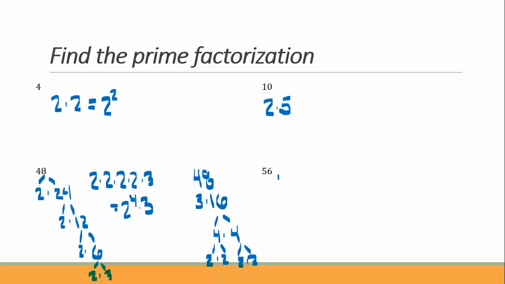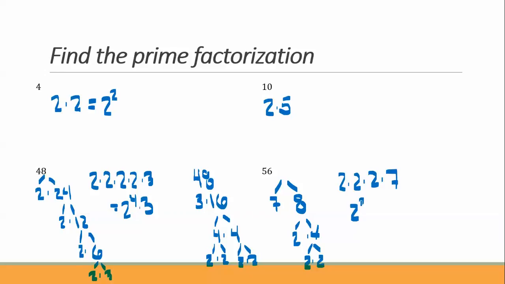So 56 is 7 times 8, and 8 is 2 times 4, which is 2 times 2. 56 is then 2 times 2 times 2 times 7, which is 2 to the 3rd times 7. You can write it either way.